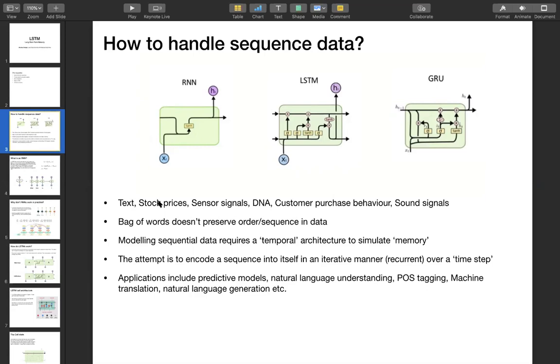Any questions till now around why we require to handle sequence data slightly differently?